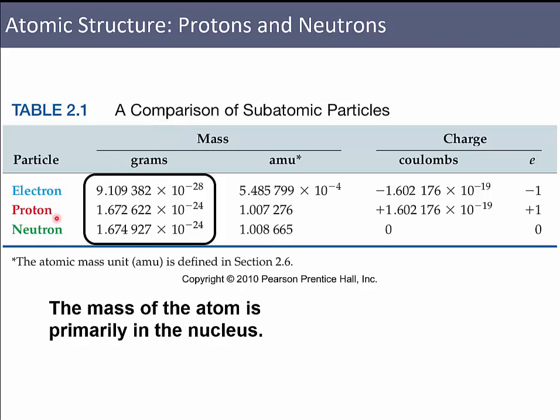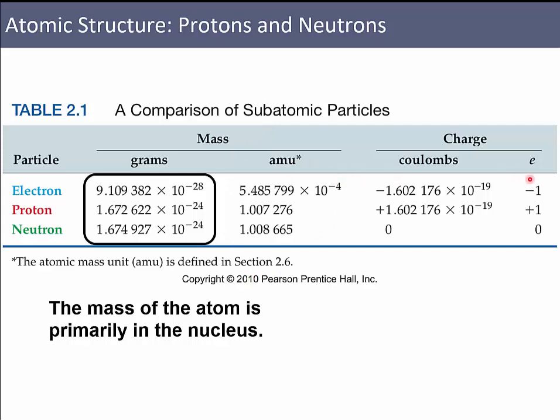We've got our electron, our proton, and our neutron. Our electron is 9 times 10 to the minus 28 grams, and our protons and neutrons are roughly the same, 1.67 times 10 to the minus 24. You notice that the electron is 4 orders of magnitude smaller, so 10,000 times smaller. We can put this in terms of atomic mass units, which we'll talk about later.